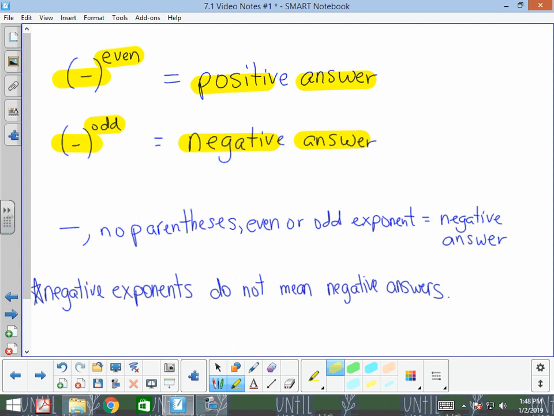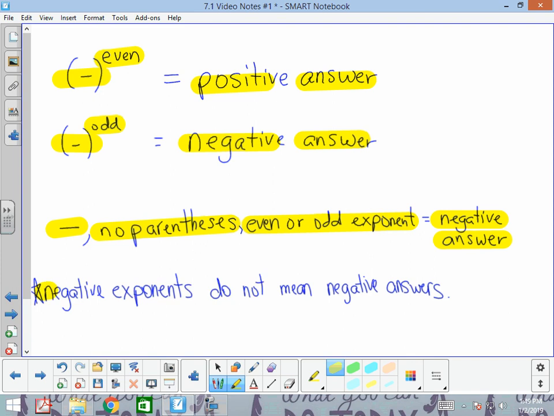Now, if there is a negative number but no parentheses, then it doesn't matter whether the exponent is even or odd, you're always going to have a negative answer. Just remember again, negative exponents do not mean negative answers, okay? Negative exponents just mean to move me and make me positive, okay?